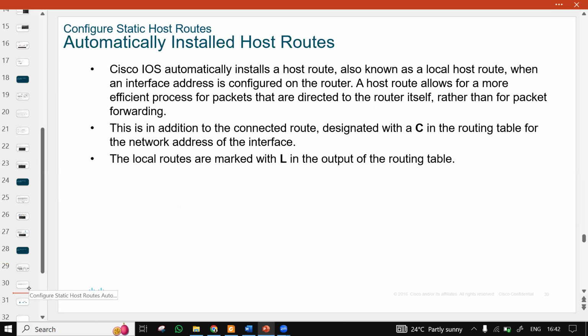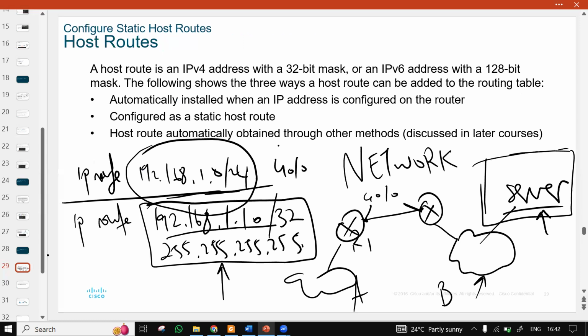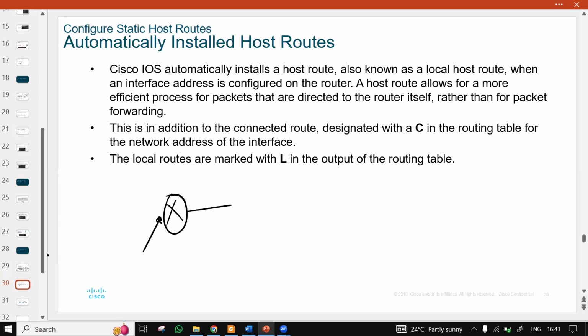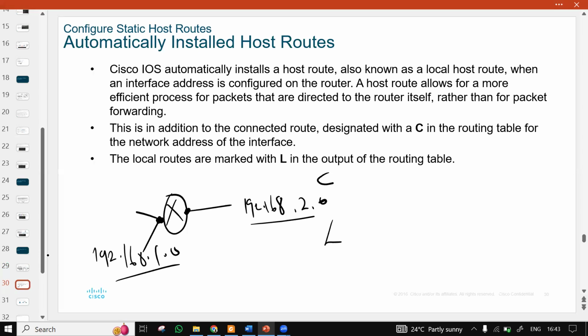As we said, automatically configured. If I have a router, the moment I configure these IP addresses, my networks come up. Let's say network 192.168.1.0 and 192.168.2.0. In the routing table they are marked C, so my two networks are up. Then my interface IP addresses, 192.168.1.1 and 192.168.2.1, are marked L. So this one is L, this one is L.